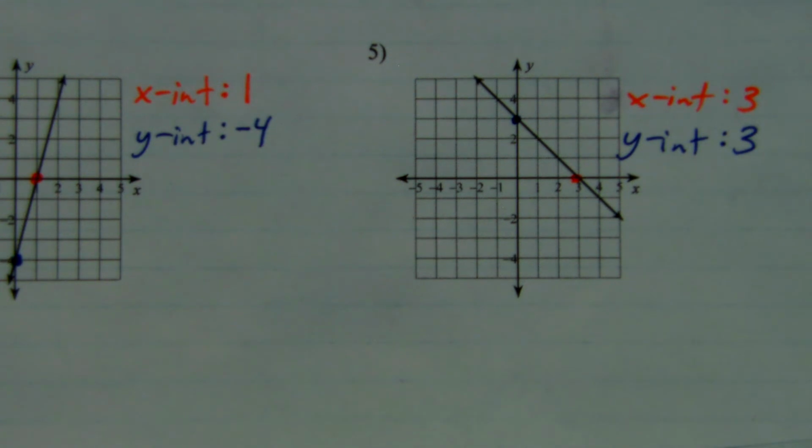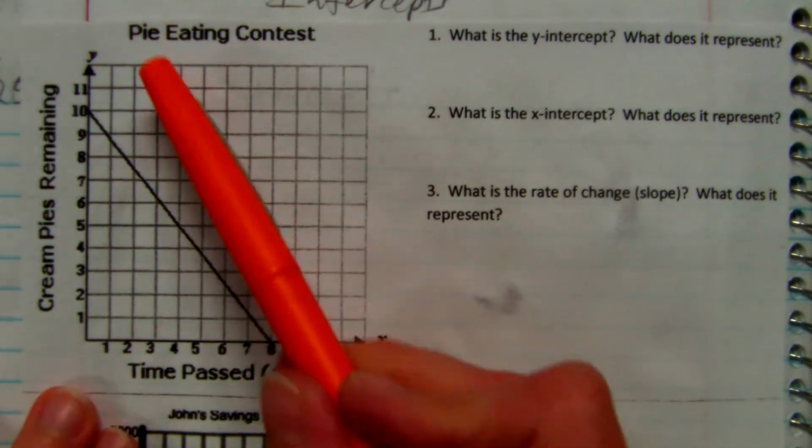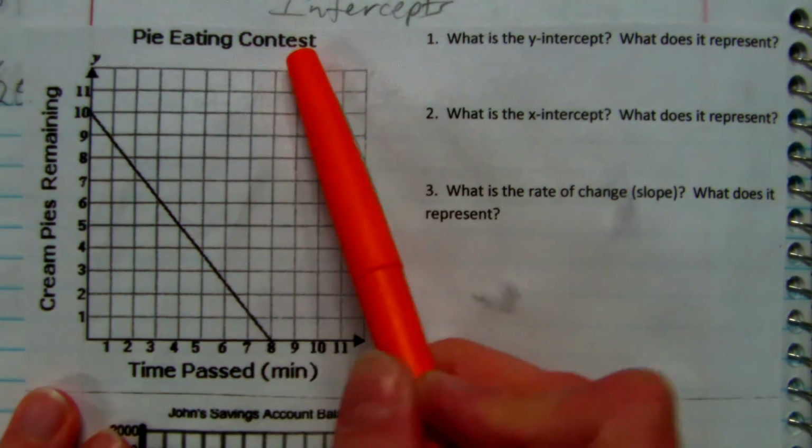Now, when we start looking at graphs that go with a story problem, we can do a little bit more with this. And that's what's on the other page. So let me get this all set up. We've got a couple of examples where they didn't really give us the story, they just gave us the graph. And we're going to interpret some parts of the graph based on what it says on the labels. So the smaller graph at the top says pie eating contest.